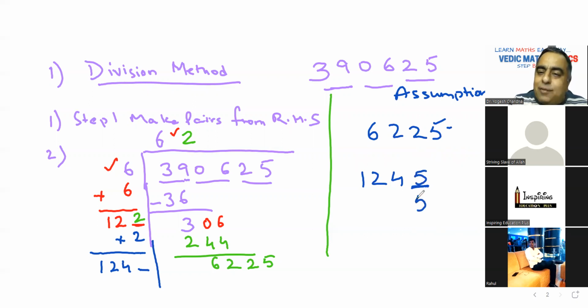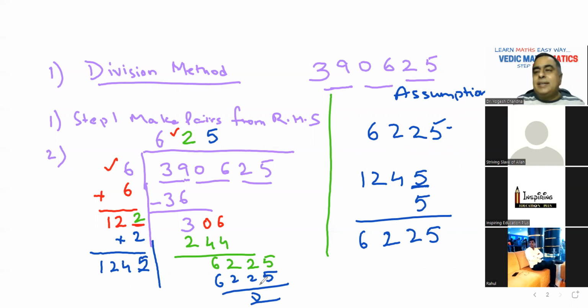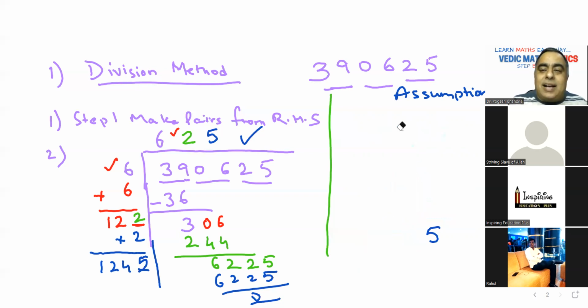If it is 5, I have to multiply 5. So 5 5s are 25, 5 2s are 10, and 2, and so it is complete. So that means here I can write 5, here I can write 5, and this becomes 0. Now 0 means it is a perfect square. So for 39625, 625 is perfect square root.